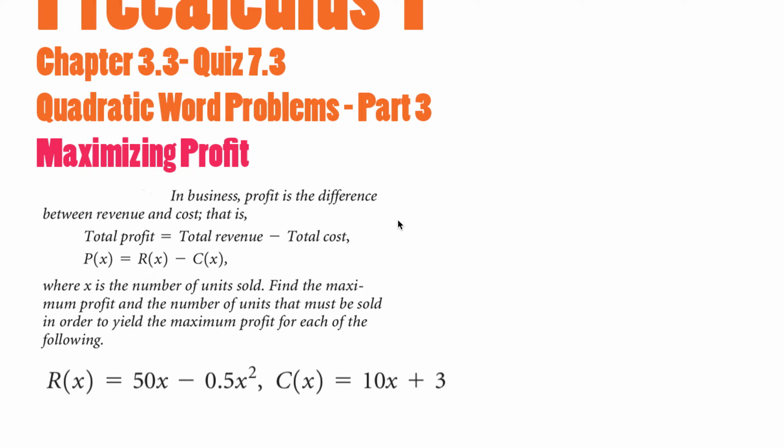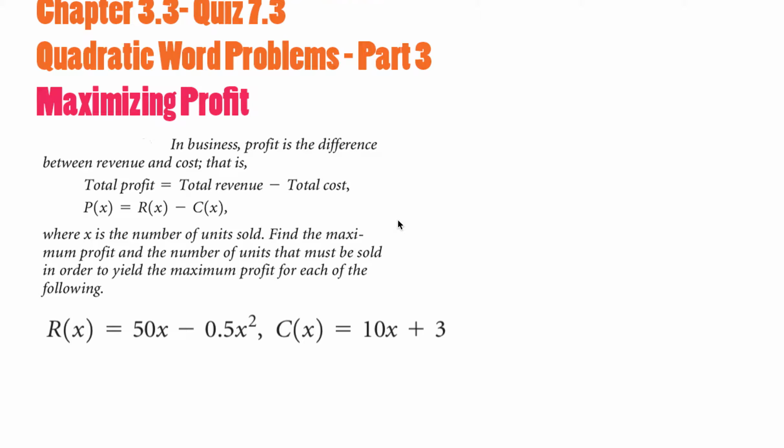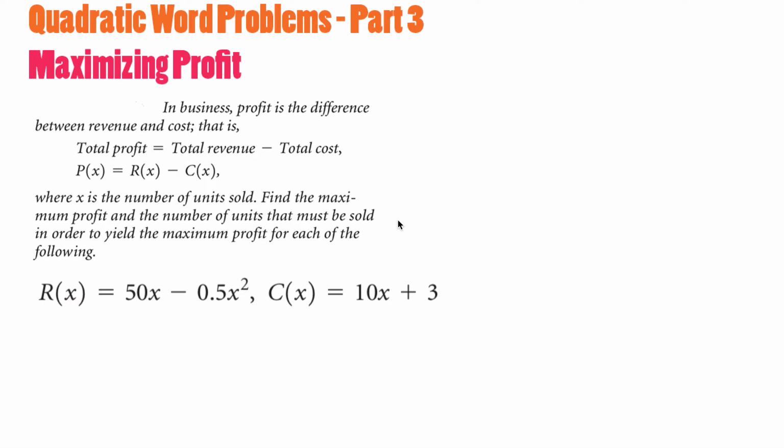Find the maximum profit and the number of units that must be sold in order to yield the maximum profit for each of the following. So for that one, we're just going to use this example. So this is the total revenue function, and this one is the total cost function. So in order to maximize the profit, first I have to find the difference of these two. So we have to find P of X.